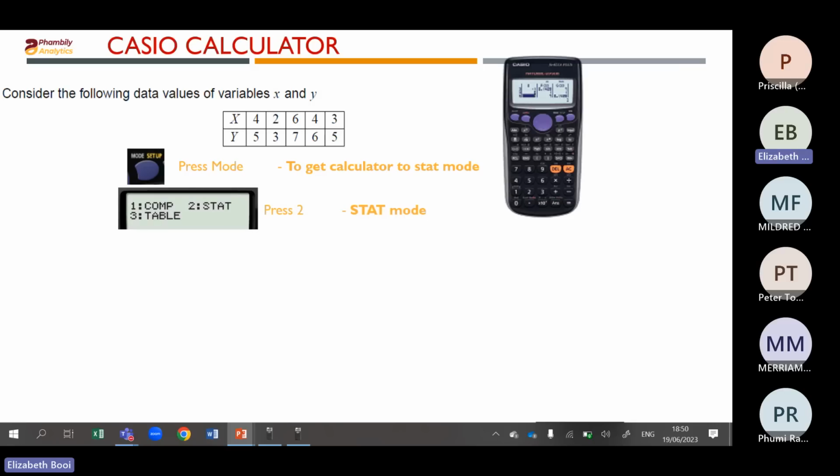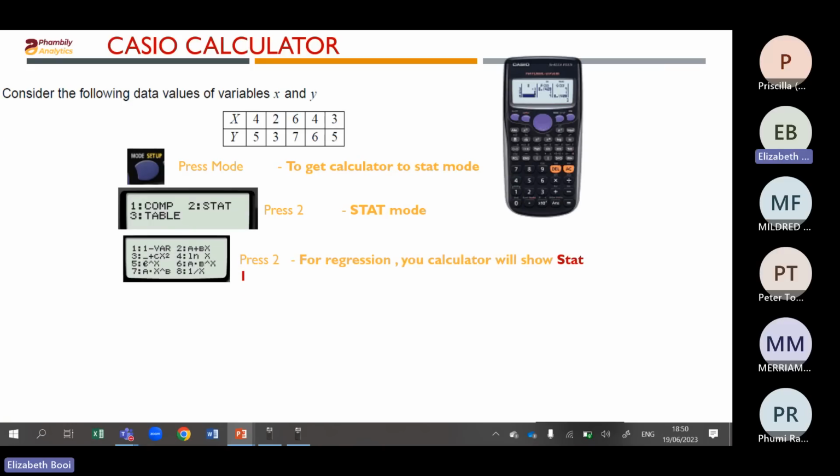And then you will get a menu bar that looks like this. You will need to press 2 for stat to put your calculator in stat mode. After you have done that, you will get another menu that looks like this. Previously, when we did how to use the calculator for the descriptive analysis, we pressed 1-VAR. Now we're going to press number 2, which is A+BX.